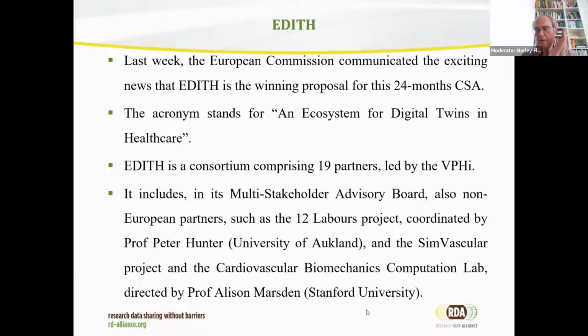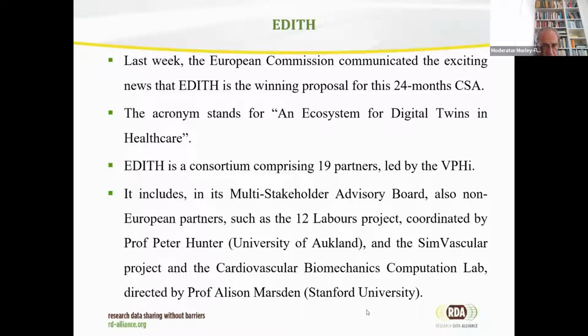Some of us have been involved in responding to this call with a proposal. And last week, the European Commission communicated the exciting news that this proposal, namely EDITH, is the winning proposal for this 24-month coordination and support action. EDITH stands for an ecosystem for digital twins in healthcare. It is a consortium comprising 19 partners, led by the Virtual Physiological Human Institute, and we have here today Liesbet Geris, the director of the Virtual Physiological Human Institute, to talk about this.